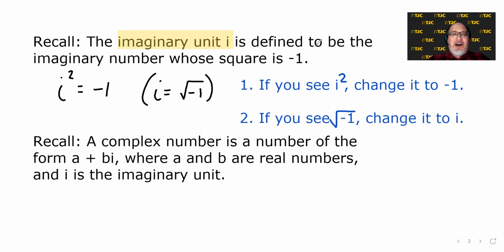Also recall that a complex number, let's highlight that definition. A complex number is a number of the form a plus bi, where a and b are real numbers, so numbers you would find on a number line, and i is the imaginary unit. So let's talk about adding and subtracting complex numbers.